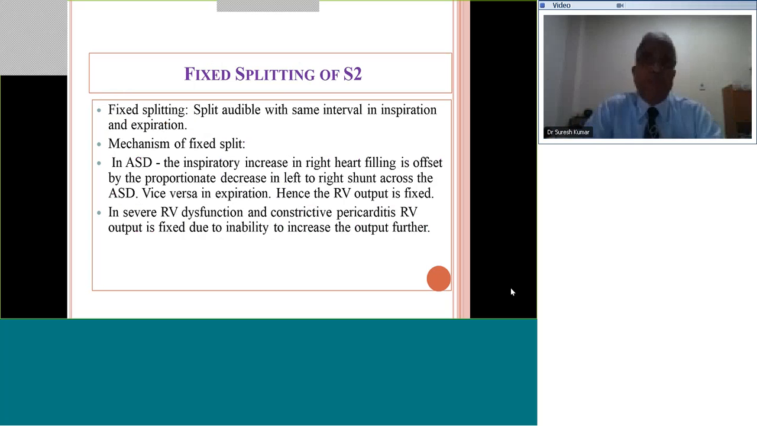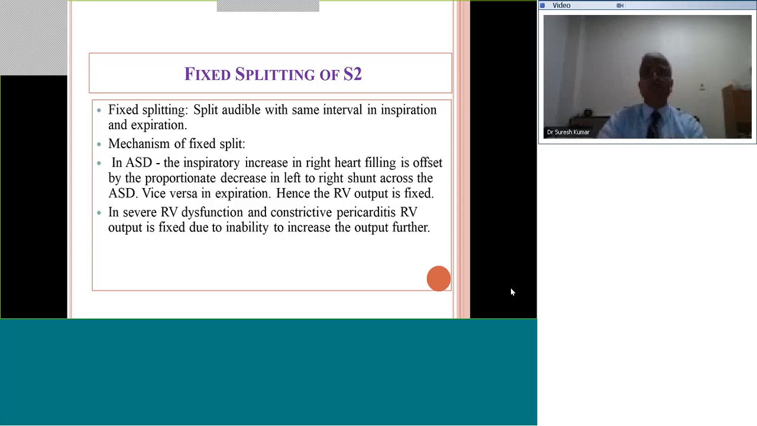In atrial septal defect, the prototype cause for a wide fixed split, the inspiratory increase in right heart filling is offset by the proportionate decrease in left to right shunt across the ASD and vice versa in expiration. What it means is, with inspiration you expect the RV to fill more, but then in inspiration, as the RA is containing more inspiratory blood, the left to right shunt would decrease. So as far as the RV is concerned, the contribution from the left to right shunt is decreased, and in parallel you have an increase in the inspiratory return.